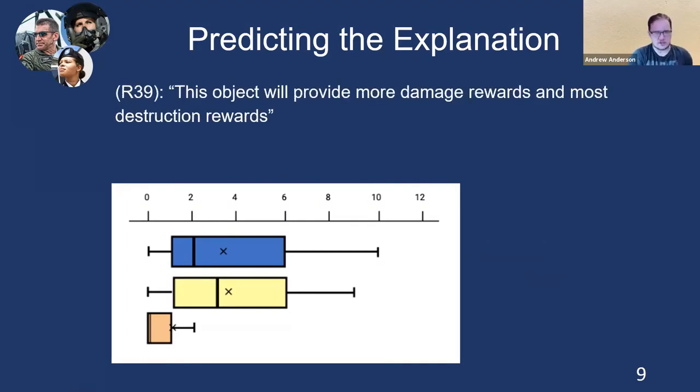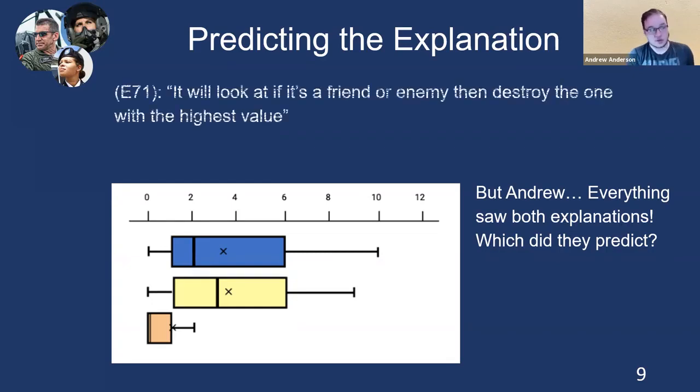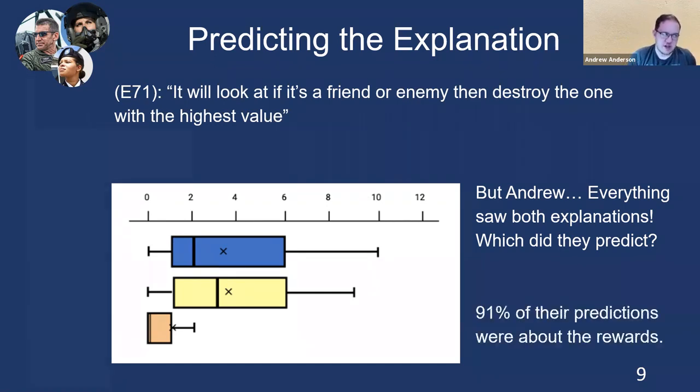So this is an example of how they're predicting these explanations. This rewards participant is trying to say, okay, this object will provide more damage rewards and most destruction rewards, which were two types of rewards in our domain. But Andrew, I hear you ask, the everything participants saw both explanations, so which are they trying to predict? The truthful answer is some of them did both. That it will look at its friend or enemy, then destroy the one with the highest value. So the look is the saliency and the highest value is the rewards. But 91% of all their predictions were just about the rewards without mentioning saliency maps.